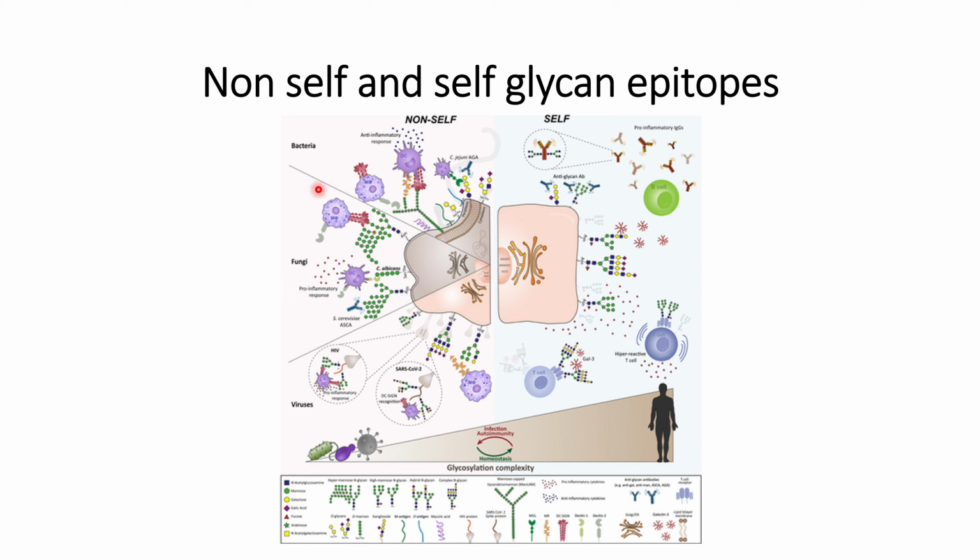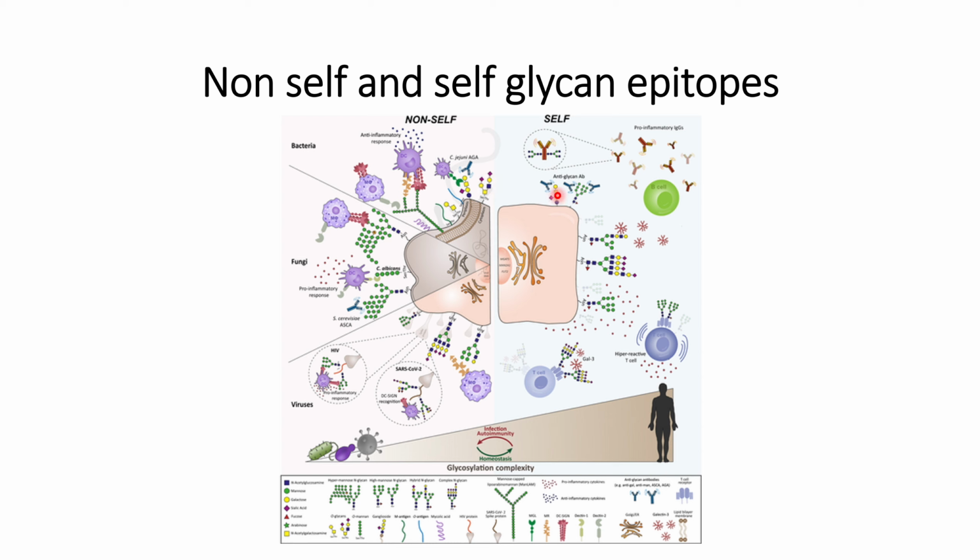Here we will discuss some examples of the non-self epitopes and also the self-glycan epitopes, what receptors or immune responses are already available to differentiate non-self and self-glycan epitopes, and what artificially generated receptors can be used to differentiate them. First we will discuss the self-glycan epitopes.